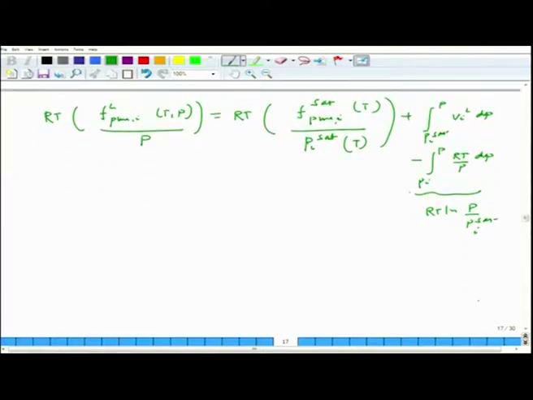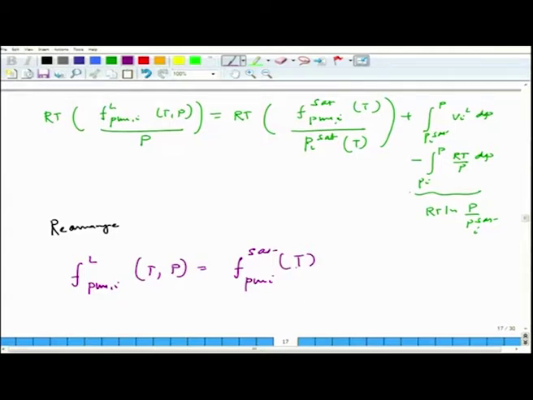Now, I can further simplify and rearrange this expression to make it much simpler looking. Rearranging, we obtain the following expression: f of liquid pure i at temperature T and pressure P will be equal to f of the liquid at saturation, which will be only dependent on this T.